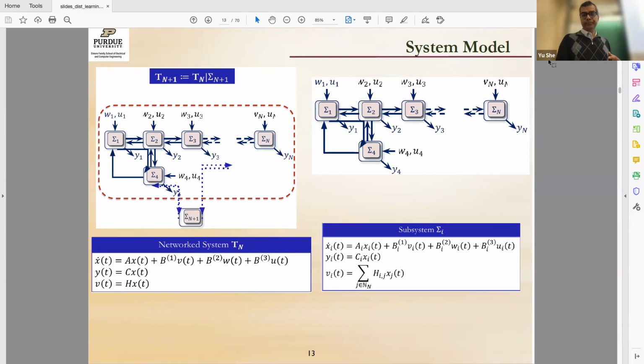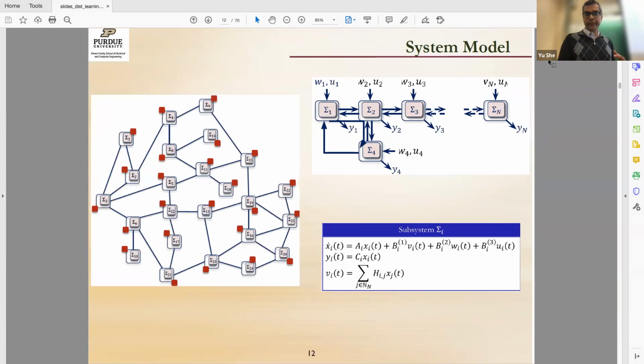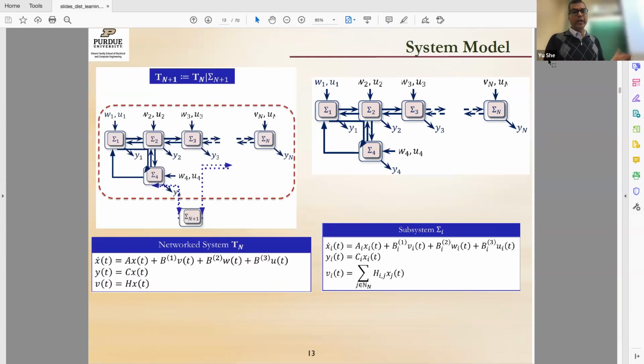But if I don't allow that, if I want every subsystem to design its controller without knowing what faraway agents are doing, then this answer is no.